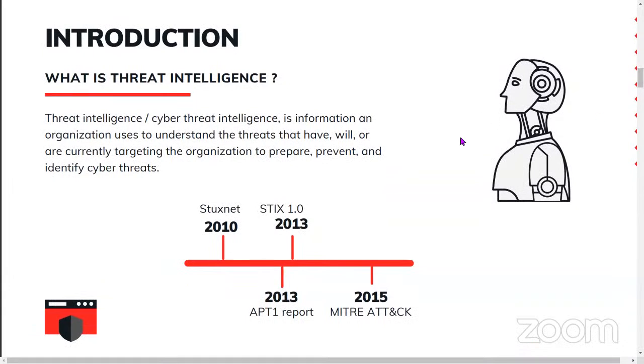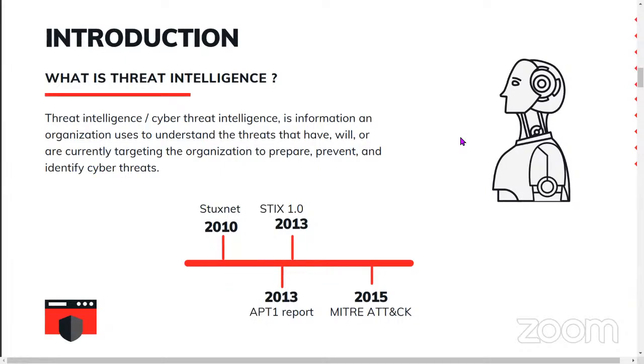So what is threat intelligence? Threat intelligence, or cyber threat intelligence, CTI, is information that organizations and people use to understand the threats that we currently have, we will have, or threats that are targeting an organization, so we can better prepare for any events that are likely to happen, any attacks that are likely to happen.